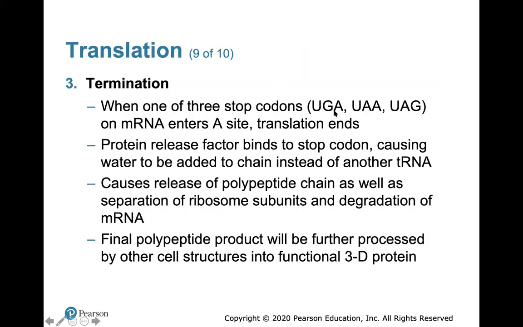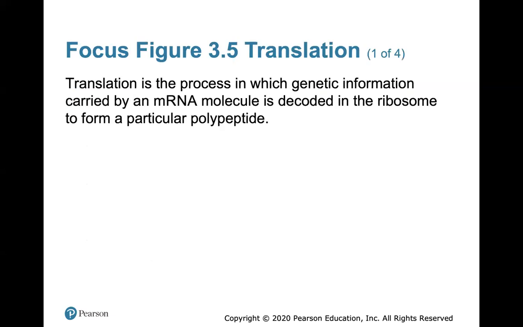Termination is then when one of 3 stop codons on the messenger RNA enters the A site, so the translation ends. So we know that that protein has been made. The final polypeptide product will be further processed by other cell structures into its 3D structure.